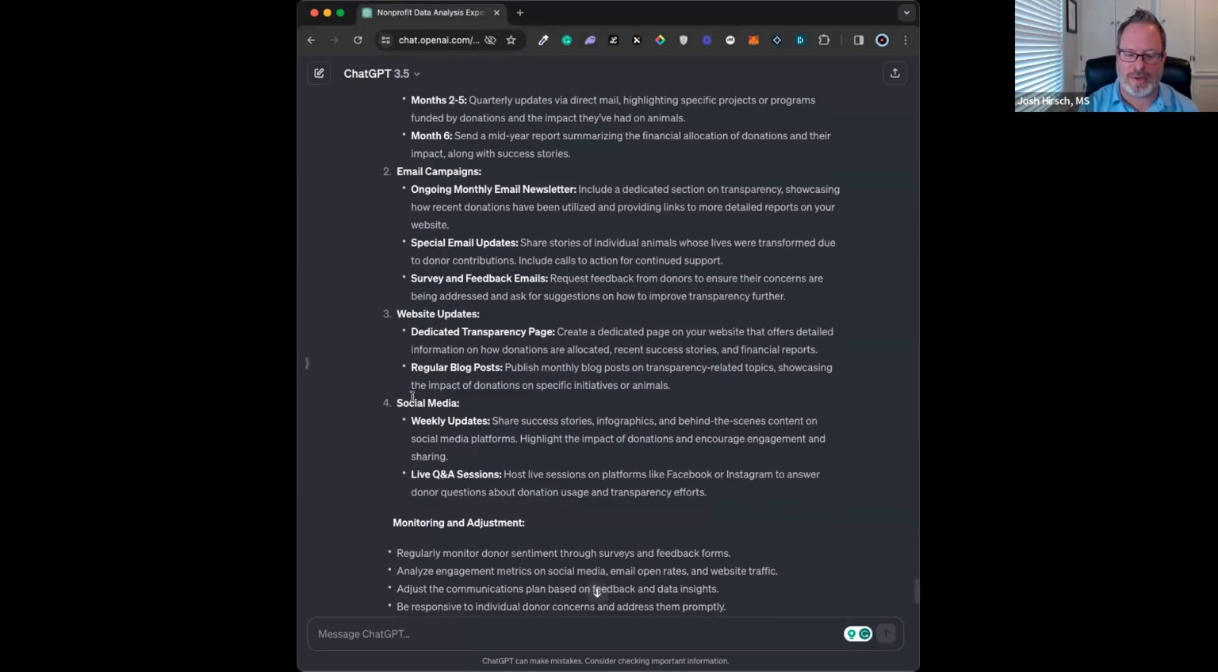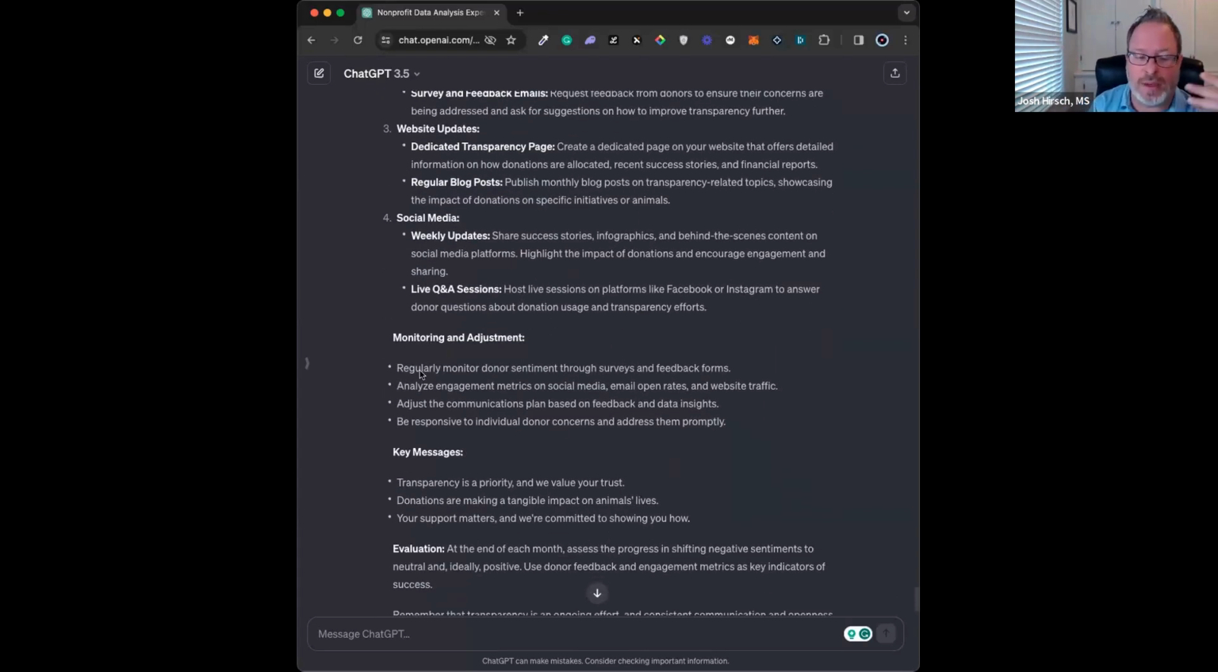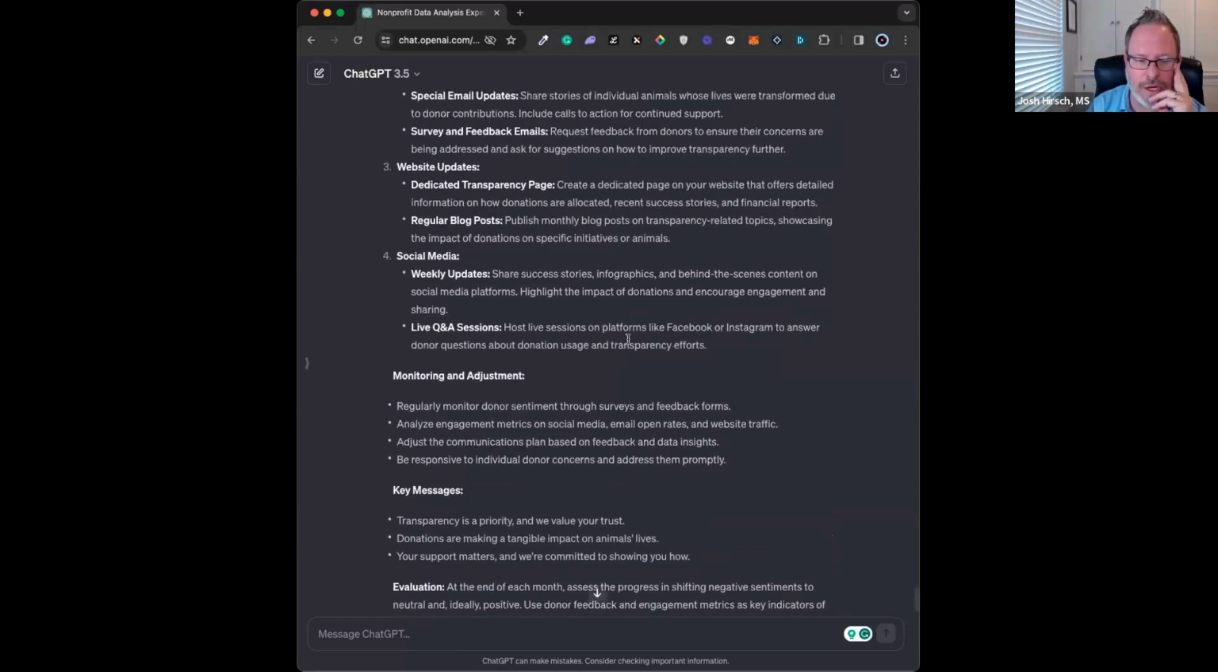From a social media perspective, sharing the success stories, infographics, behind the scenes content. And then we could go even the next step further. And I like this: monitoring and adjustment, regularly monitor donor sentiment through surveys and feedback forms. So we're going to continuously survey our respondents to see how we're doing, looking at our key messages, that donations are making a tangible impact on animals' lives. And then at the end of each month, we're going to assess and do our evaluation.